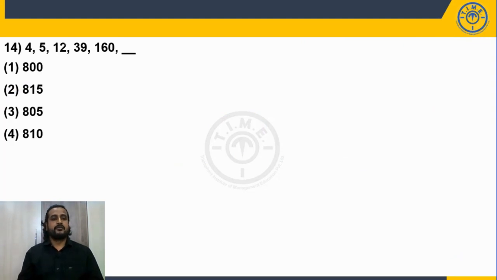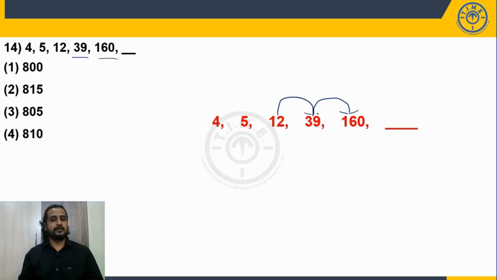Look at here: 4, 5, 12, 39, 160. Is it a small jump or a big jump? Very big jump. 12, 39, yes, it is also a big jump. But is it an exact multiple? Does 39 go exactly into 160? 39 fours maximum, but 39 fours is 156. But what is the given number? 160. Is it going exactly? No, it is not an exact multiple.